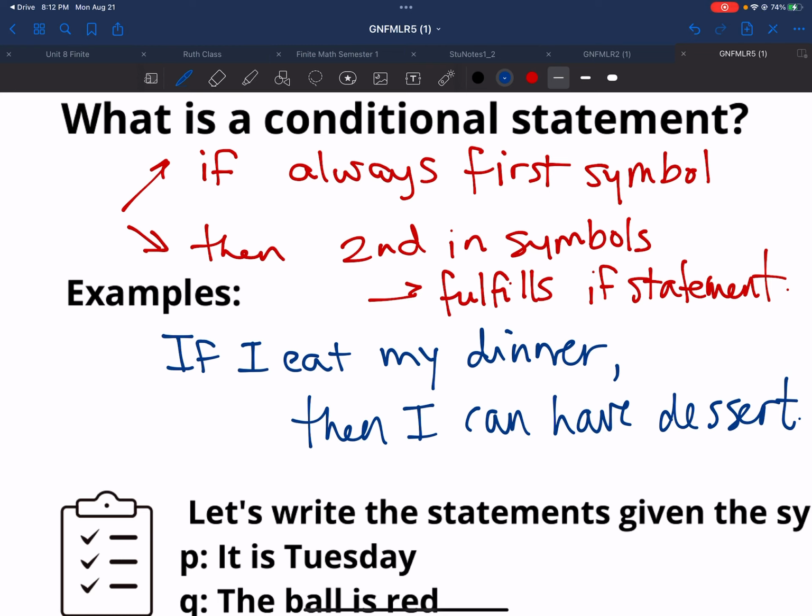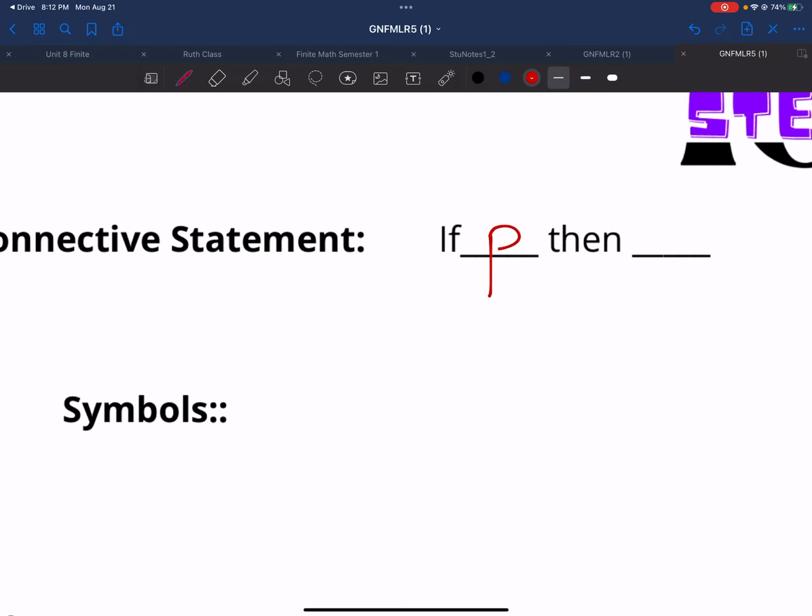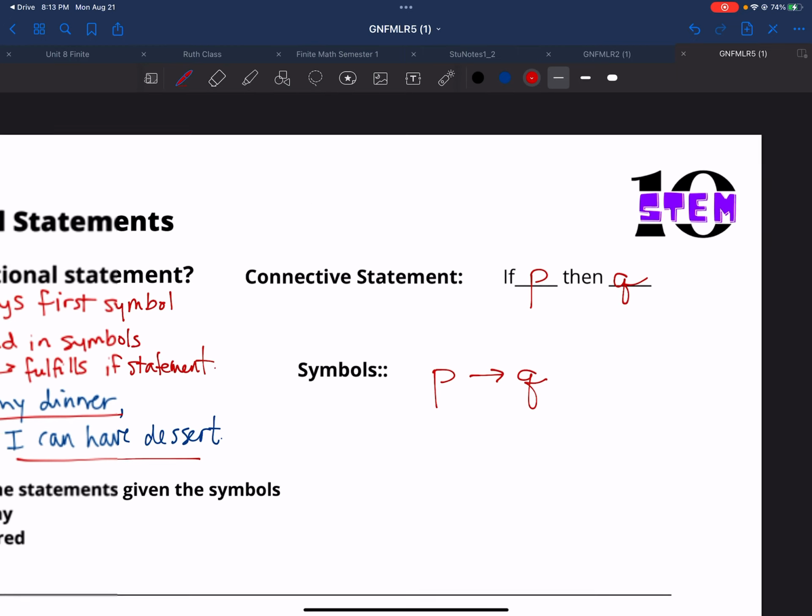So let's say that this statement, I eat my dinner, is a P statement, and I can have dessert is a Q statement. The way we would do that is if P, then Q. So that's how we would read it, and the symbols would be like this. It's just an arrow that shows going from the first statement to the last statement. We will talk about biconditional, which is a double-sided arrow, and it means if and only if. But we'll get there. All right?